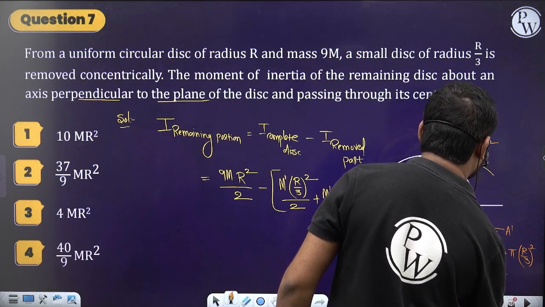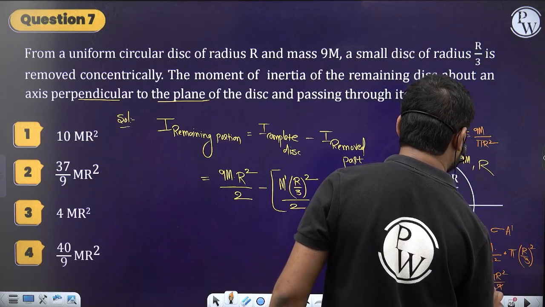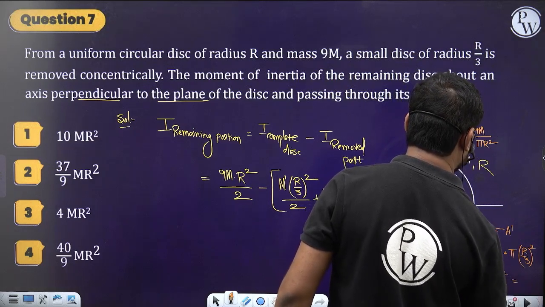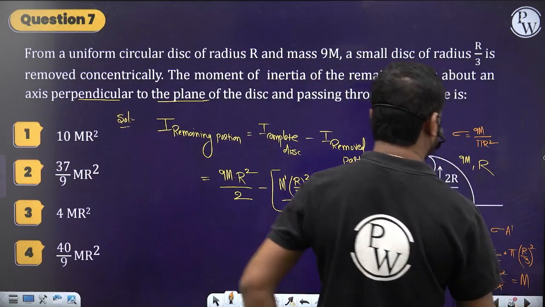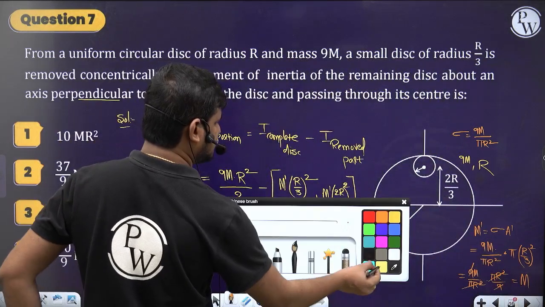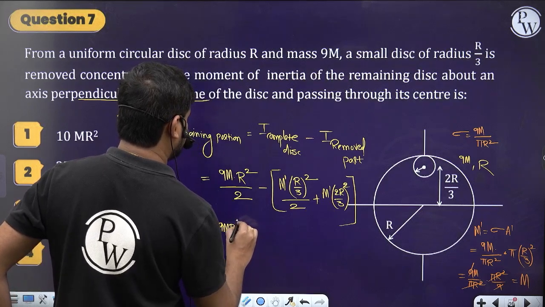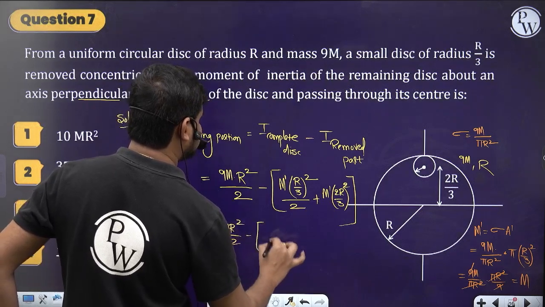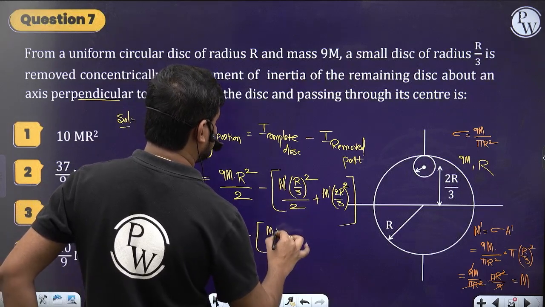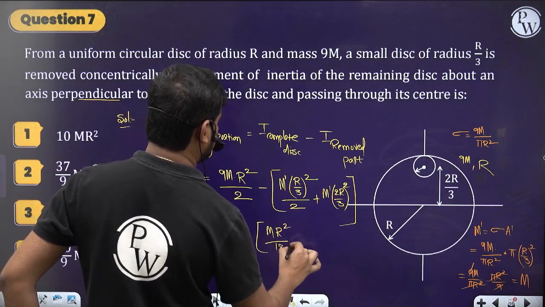So 9 cancels, pi r square gets cancelled. So its mass will become, M dash will be equal to m. Then you can simply substitute the values now. So we get 9m r square by 2 minus, so M dash is m, so here r square by, 3 square is 9, 9 by 9 into 2, 18.